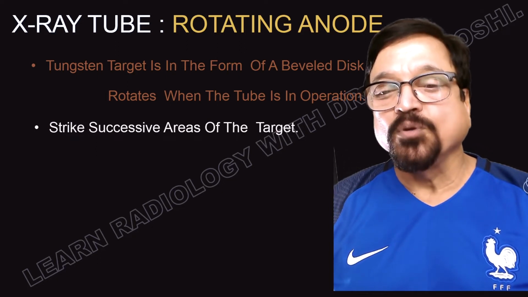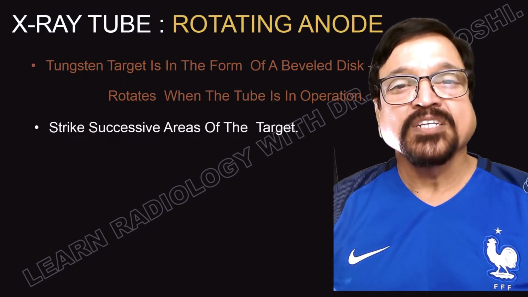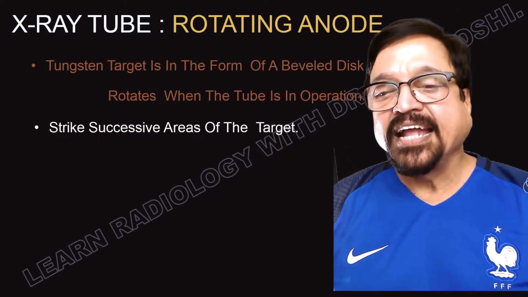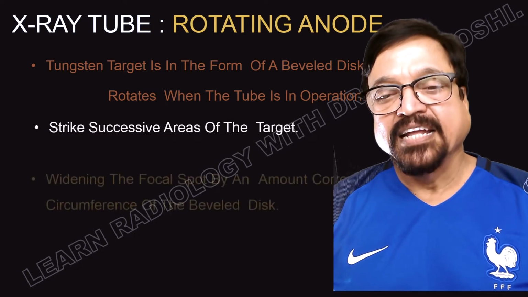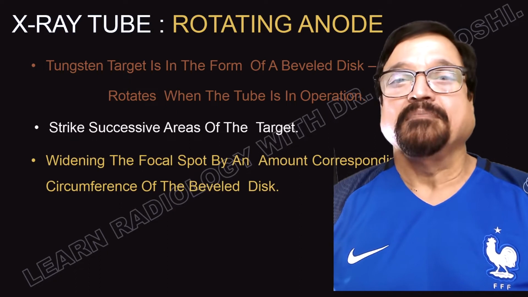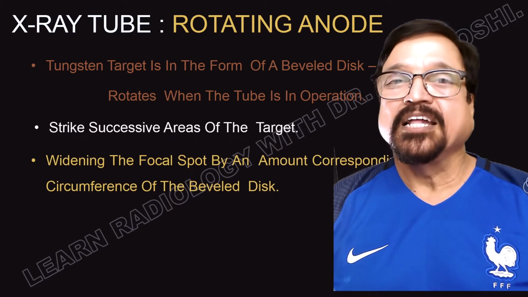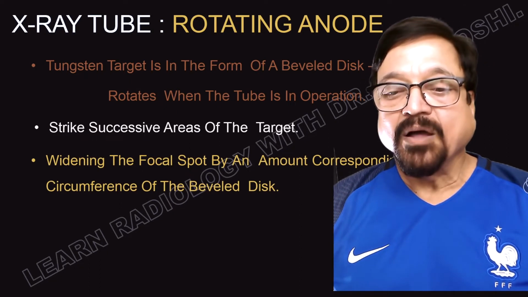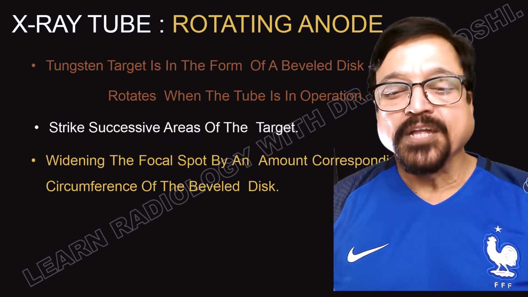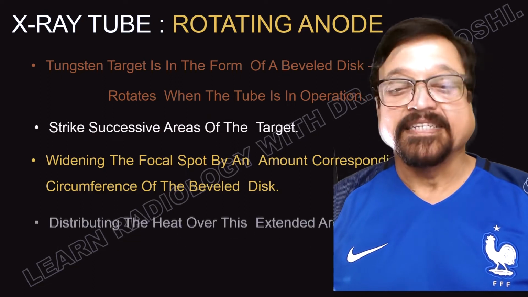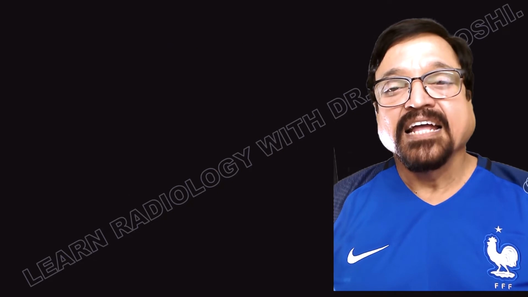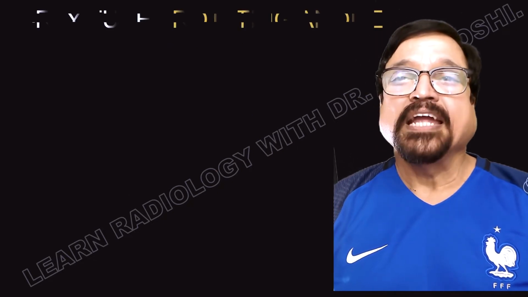It rotates when the tube is operating, at a speed of 3600 rpm, rotations per minute. Then it strikes successive areas of the target. So every time a different area of the target is hit by the electrons. Why? Because the anode is moving. Now there is widening of the focal spot by an amount corresponding to the circumference of the bevel disc. Distribution of the heat over this extended area further helps to make it more efficient.